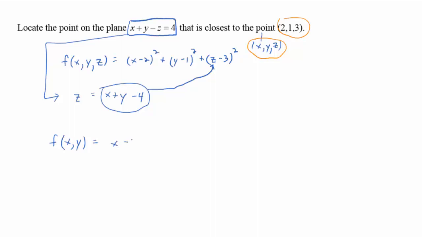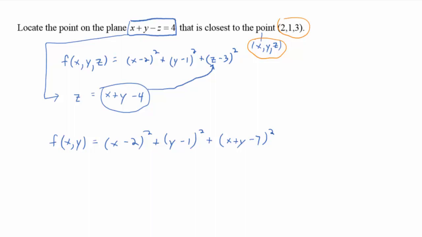The first 2 terms don't change. x minus 2 quantity squared plus y minus 1 quantity squared plus x plus y, and then minus 4 minus 3. What does that get us? Quantity squared. x plus y minus 7, and then you've got to square that. So we need to minimize this function. Would you buy that? Does that seem reasonable to you? Okay.